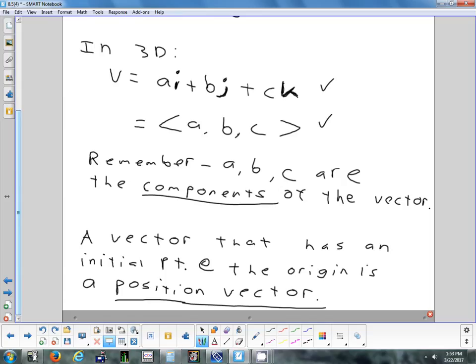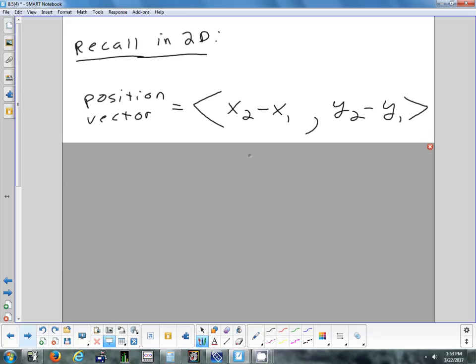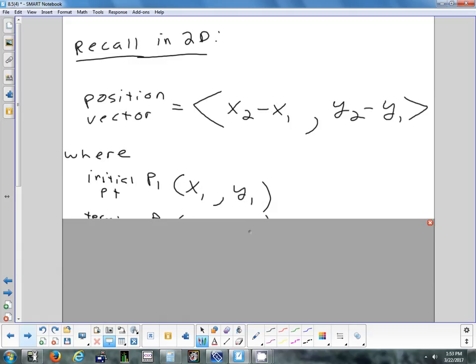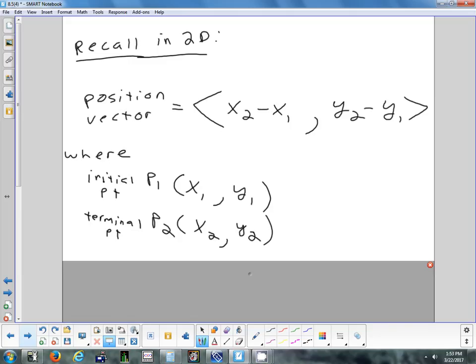Right, so we had a formula in 2D for finding a position vector. Okay, we did this, this was on the last test. In 2D, that's how you find a position vector. You subtract the x components, comma, subtract the y components, and put angle brackets around it. So in order to do that, what they would have given you in the problem is P1 and P2. P1 would be an initial point. P2 would be a terminal point.